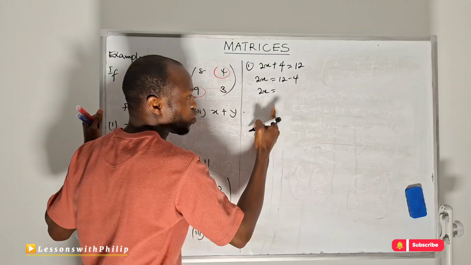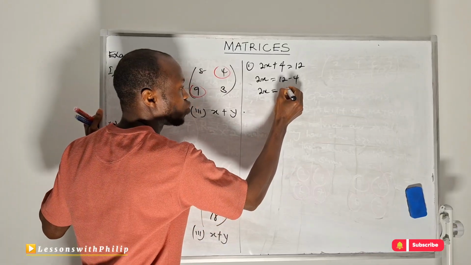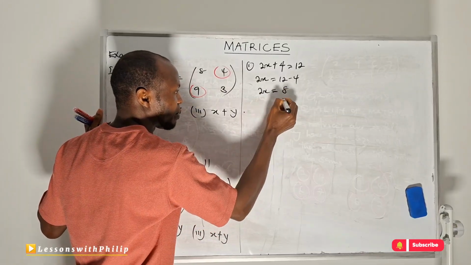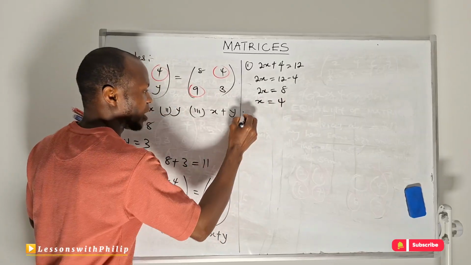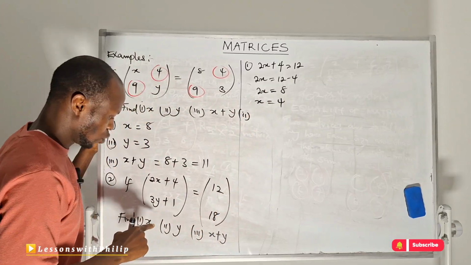What will be the value of your 2x? Your 2x will be equivalent to 8. If you divide both sides by 2, you have your x equals 4. Okay? And for the second question, we're told to find y.